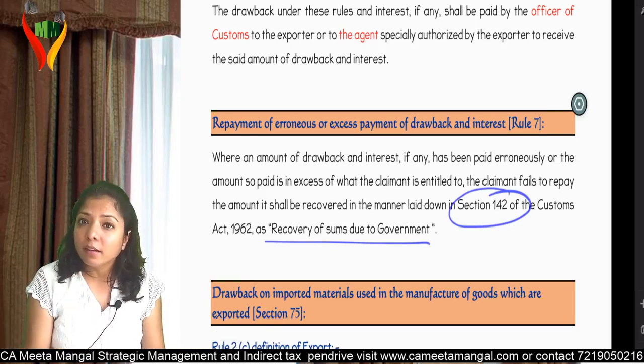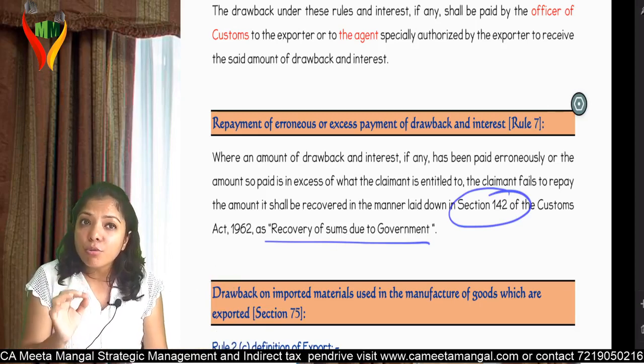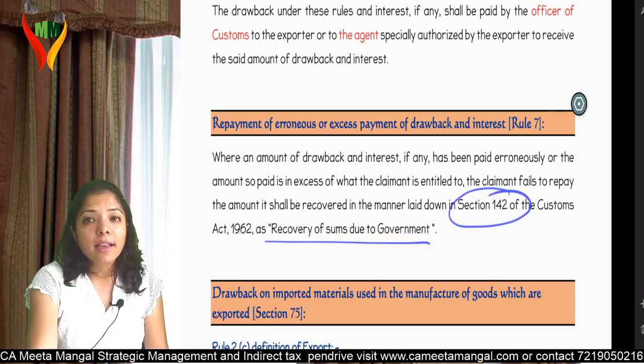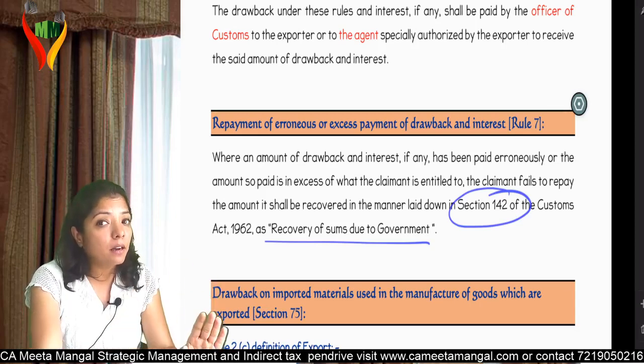Is section 74 very clear? Are the rules very clear? Can I go ahead with the next section, 75? But till here, is 74 very clear?